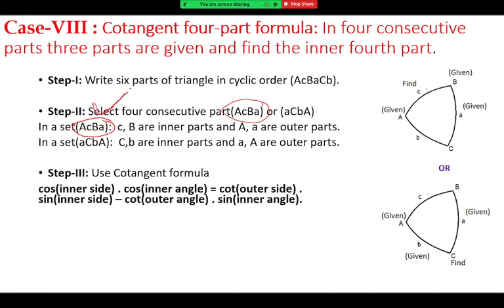Tell me the cotangent formula for this sequence. Quick. Cos C, okay, good. Cos of C into cos of B is equal to cot of the outer side. So it is the outer side here, cot of A. Cos of A is correct, into sine of the inner side. Sorry, cot of A, my mistake. Okay. Sine of the inner side.